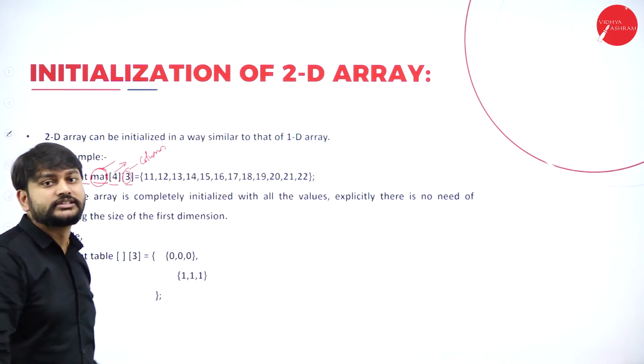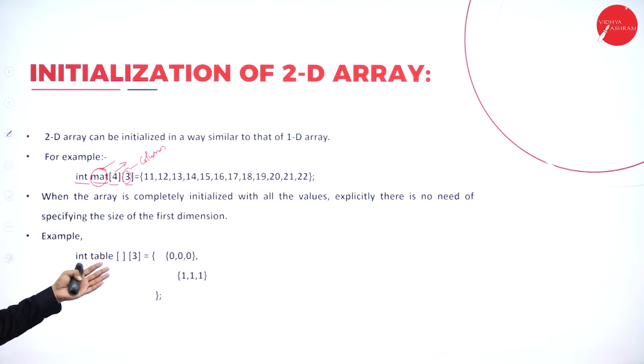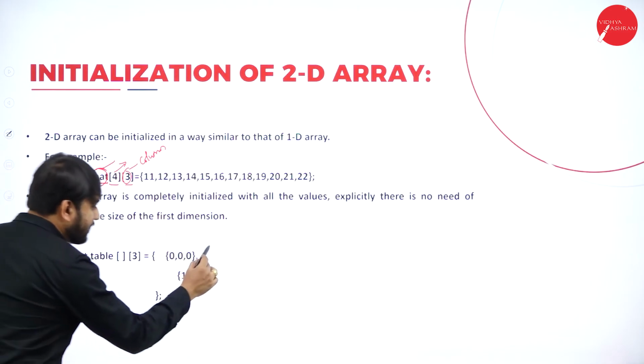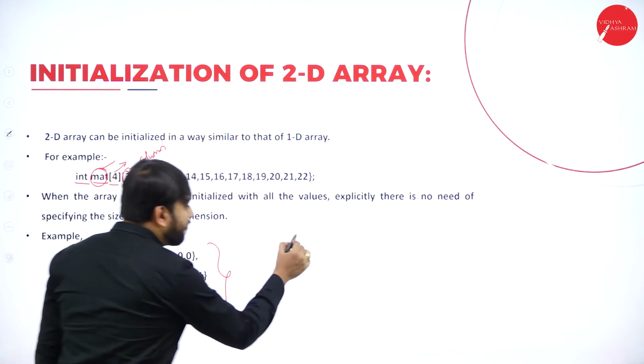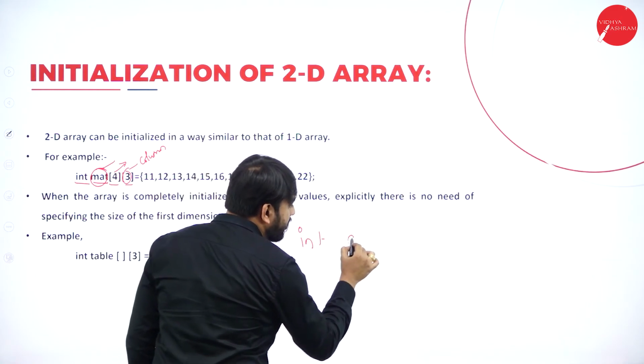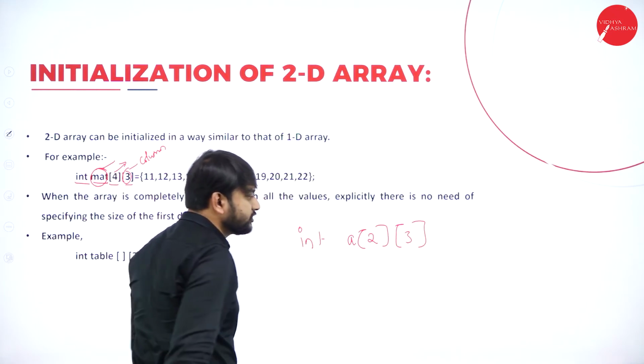That's what you need to understand. This is how we initialize the two-dimensional array. Also, the second way that we have, we can also write like this. Say for example, I have an int a[2][3].